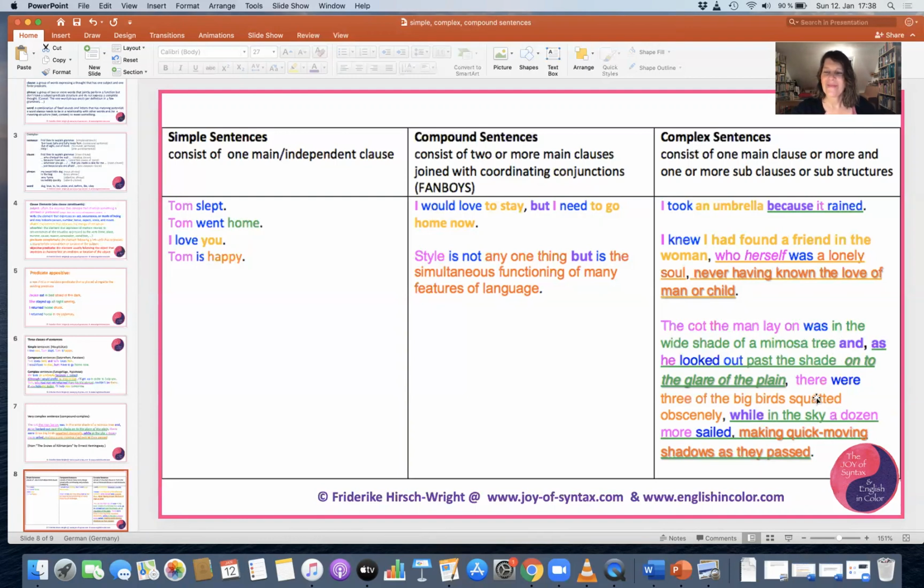Anyway, the cot that the man lay on was in the wide shade of the mimosa tree. This will be another YouTube live and Facebook live and YouTube video. And as he looked out past the shade onto the glare of the plain, there were 3 big birds squatted obscenely, while in the sky a dozen more sailed, making quick moving shadows as they passed.